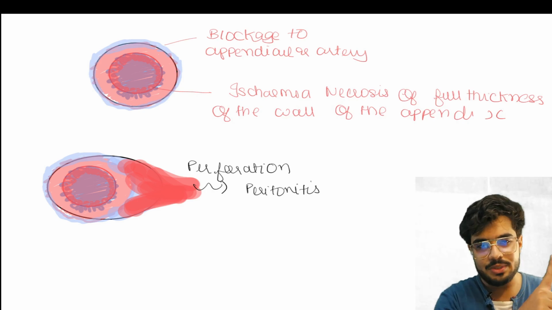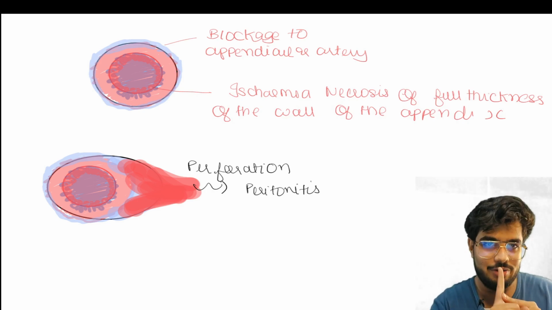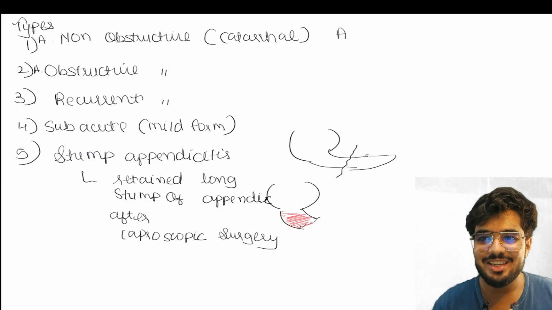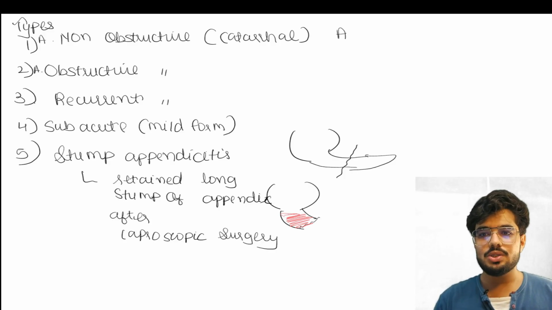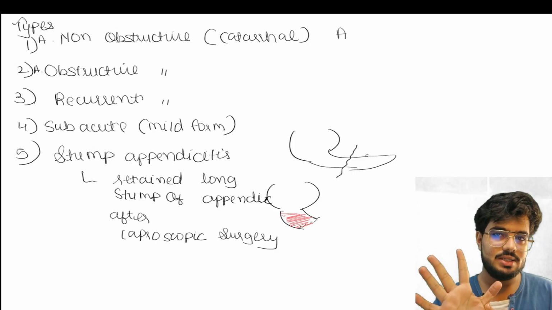Non-obstructive, we understand, eventually leads to the obstructive, and obstructive eventually leads to peritonitis. Entire journey we have understood so far. Hope you are following. नाउ टाइप्स हमने देख लिया, एक तो ऑब्स्ट्रक्टिव कॉज हो सकते हैं, नॉन ऑब्स्ट्रक्टिव. इसको लाइक अकॉर्डिंग टू एसआरबी we have total 5 types of acute appendicitis.